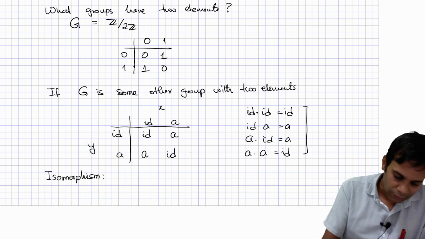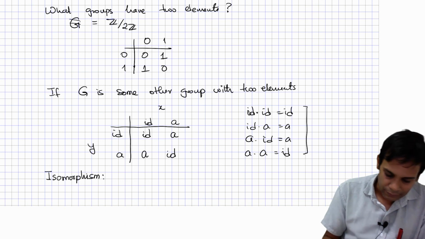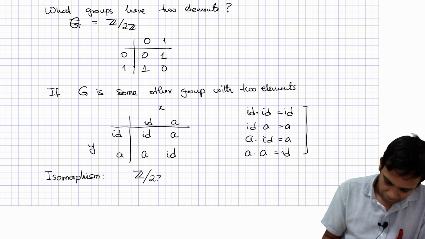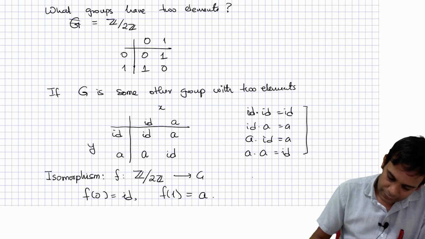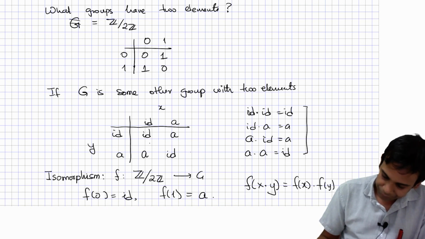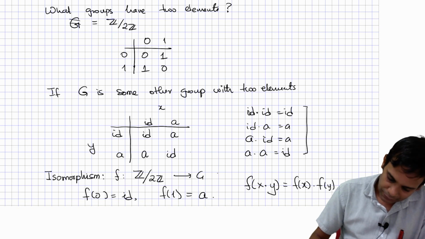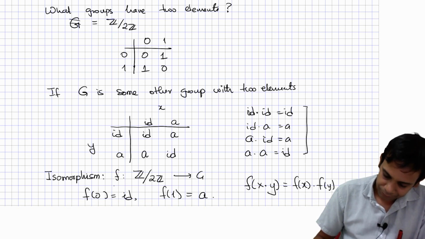So I have this function. Let's not call this one G now, let's call it Z mod 2. So take this function f, where f of 0 is identity and f of 1 is A. Then what we have is f of x dot y is f of x dot f of y. The first x dot y is in the group Z mod 2, and this dot here, f of x dot f of y, is in the group G, and this function is a bijection, right? So what we are saying is that these two groups are isomorphic.